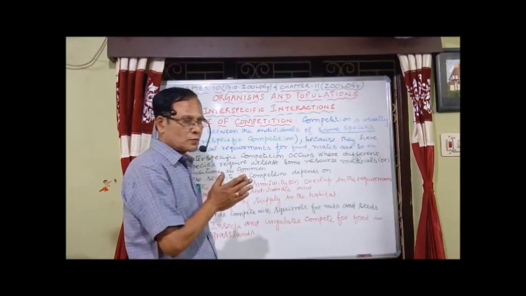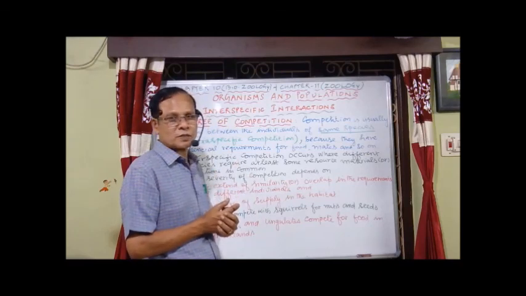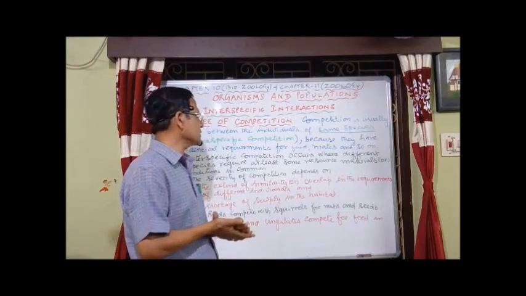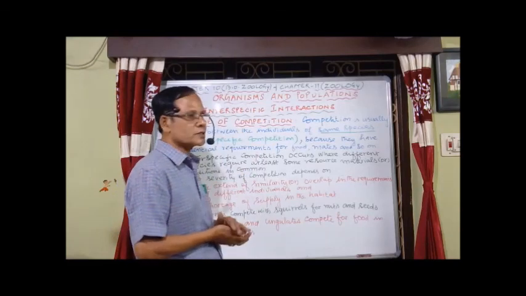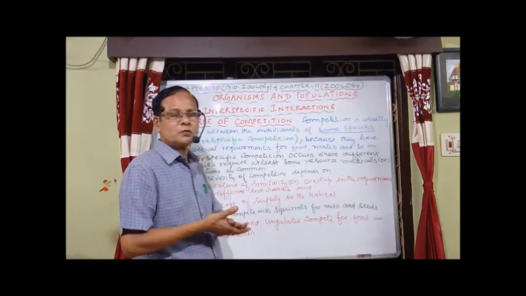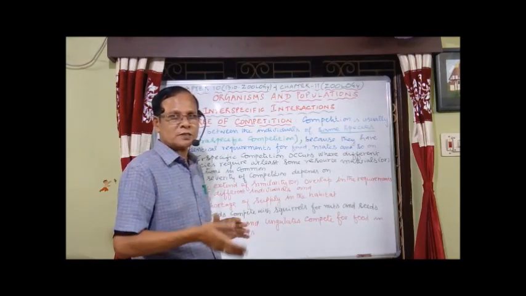With that I have concluded the interspecific interactions: mutualism, commensalism, and also competition, the degree of competition. We have two more to cover, parasitism with the different types of parasites, and predation. We'll see them in the next class.